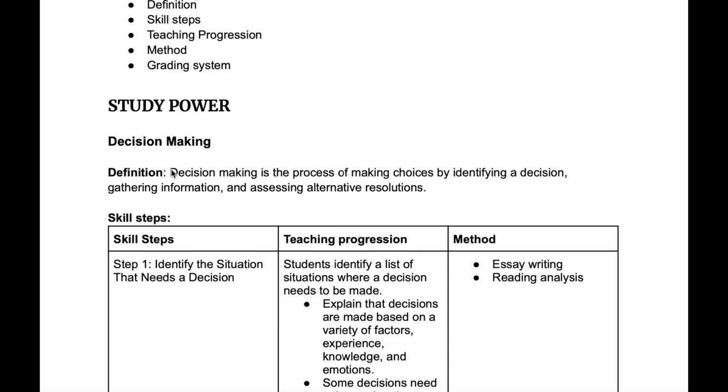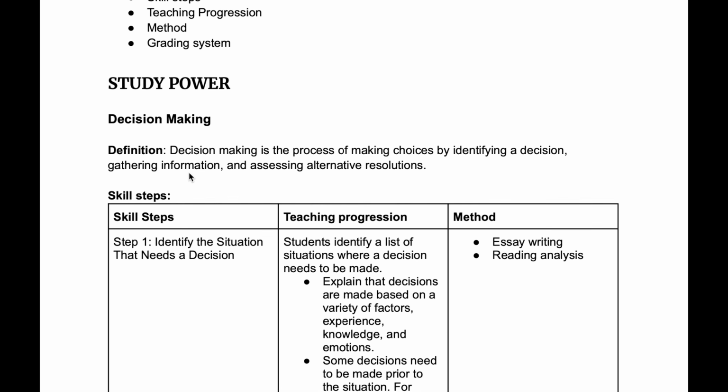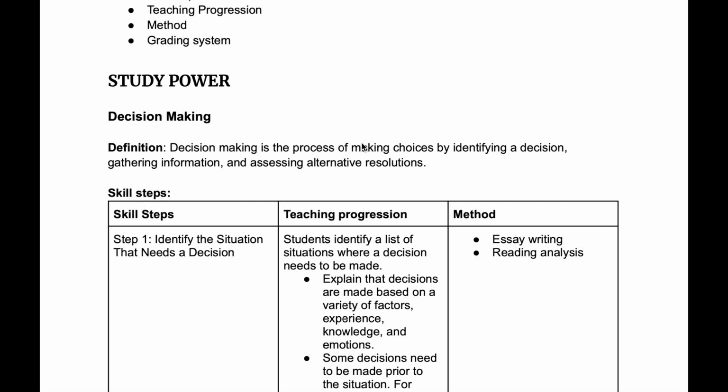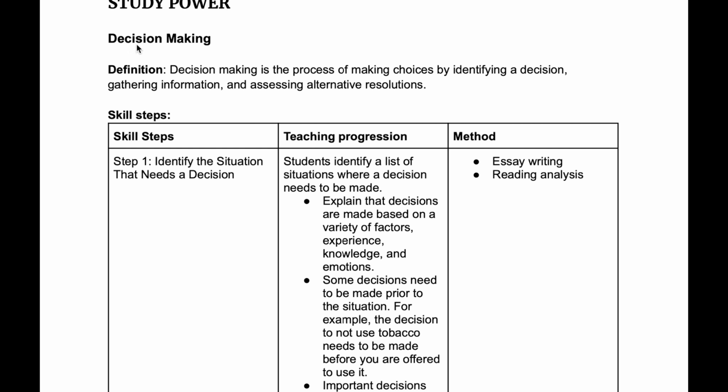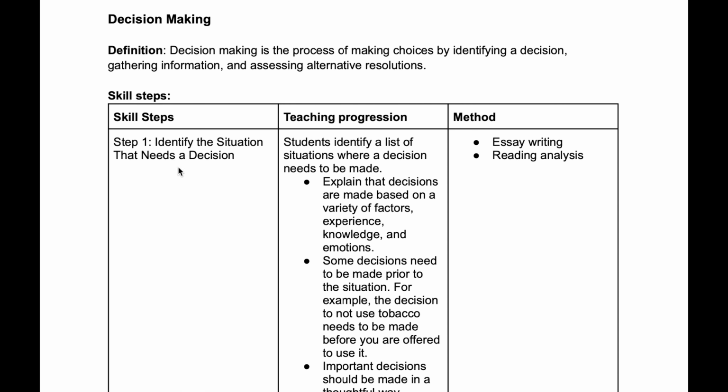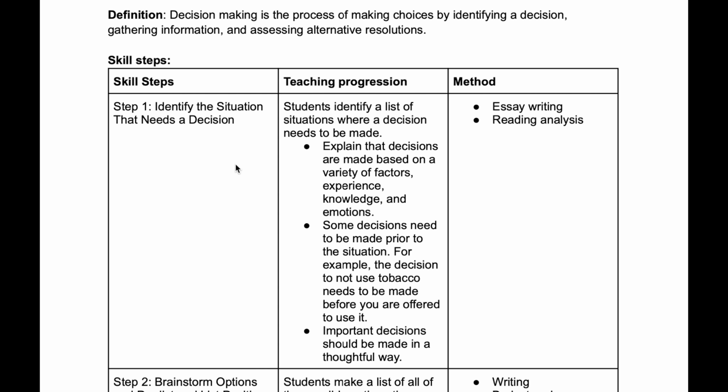We actually grade students on their decision making. Basically, decision making is the process of making choices by identifying a decision, gathering information, and assessing alternative resolutions. So now that the teacher knows the definition of decision making, it's time to do the steps. So this is what ICAN developed.